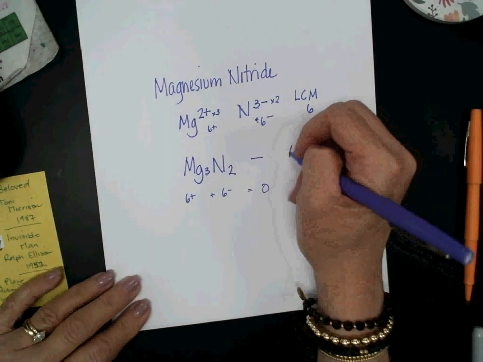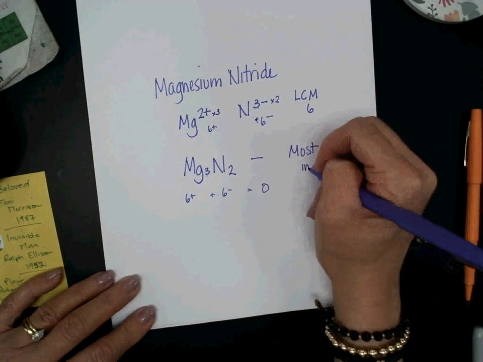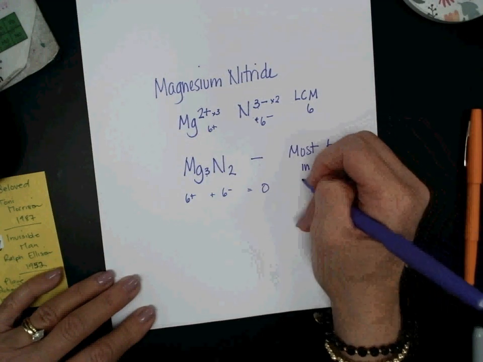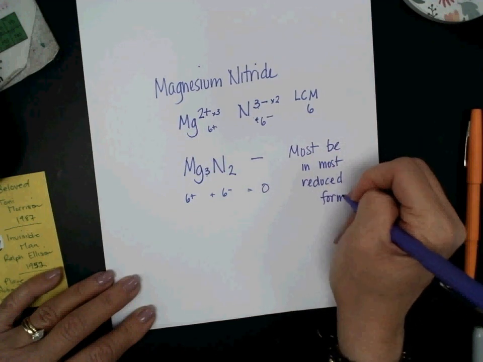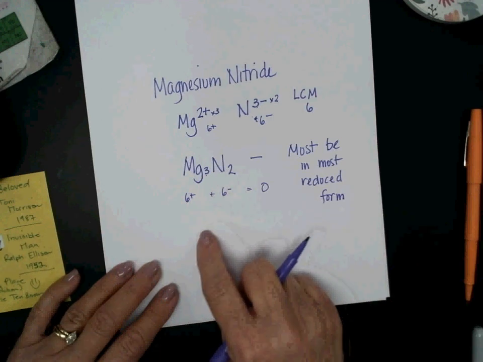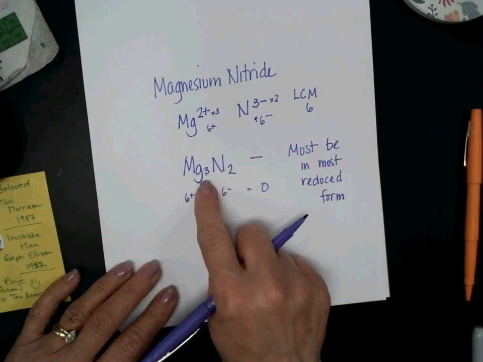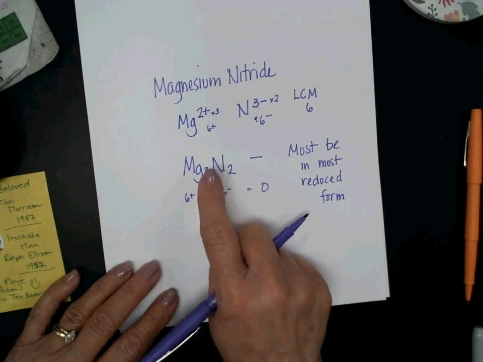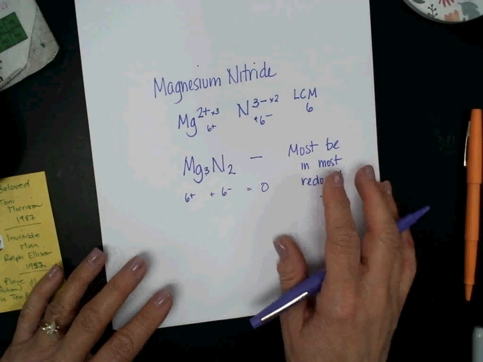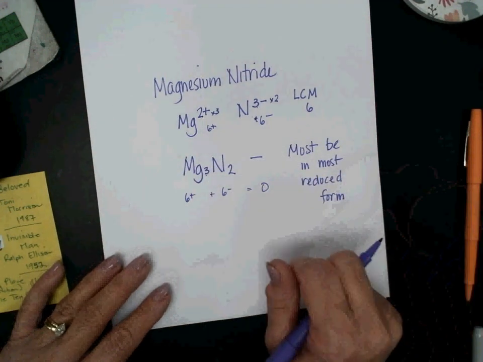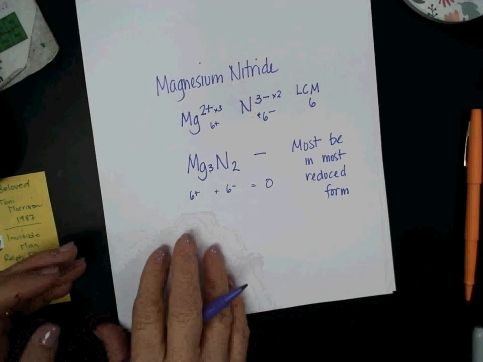Except for the thing that you have to remember is they must be, and you always ask yourself this, must be in most reduced form. So I say to myself, can I divide both of these by 2 and get a whole number? No, this would be 1.5, and I never have a subscript that's not a whole number. So this can't be reduced any further, right? So it worked perfectly with this one.